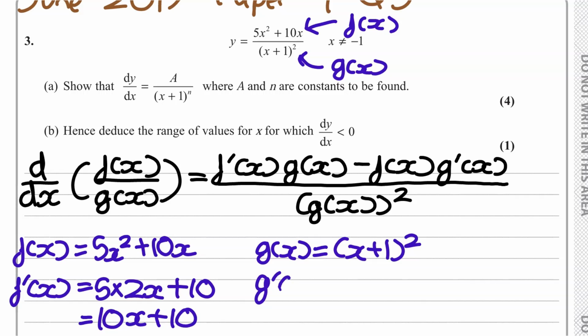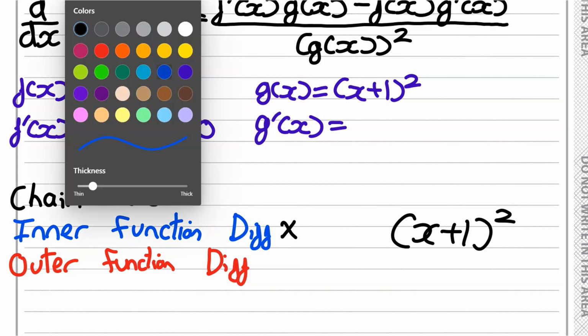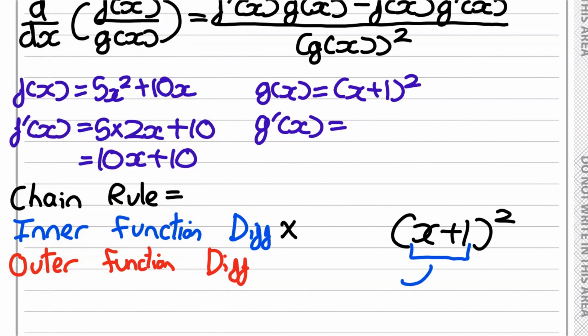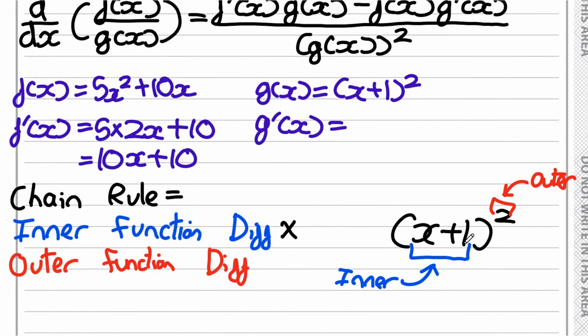And then if we find g dash of x, so we need to differentiate (x plus 1) to the power of 2, so again we need to use the chain rule. So remember, it's the inner function differentiated multiplied by the outer function differentiated. So in the case of (x plus 1) to the power of 2, the inner function is this x plus 1 inside the bracket, and the outer function is this power of 2 here, so therefore if we differentiate this, it's going to be the inner function differentiated, so x plus 1 differentiated.